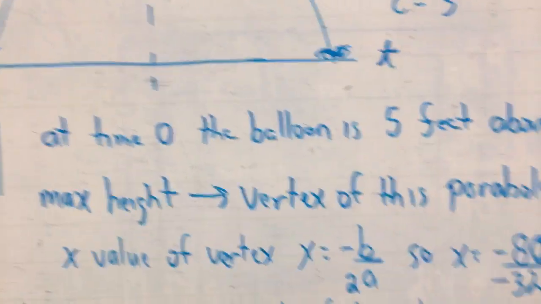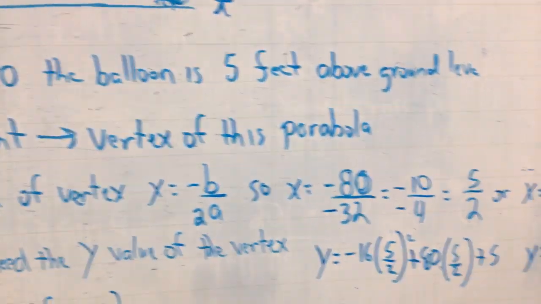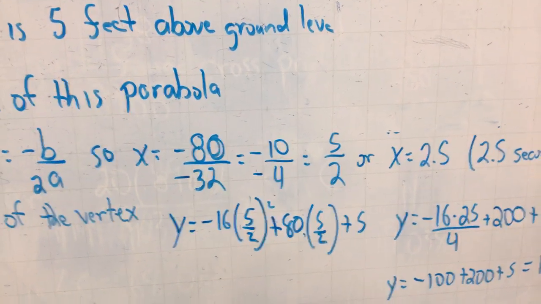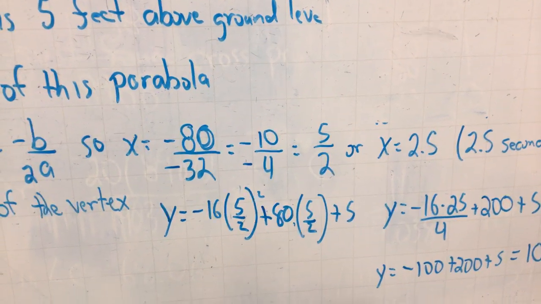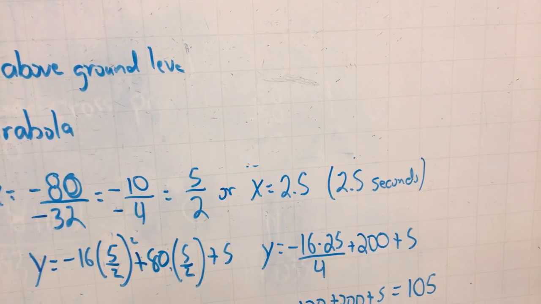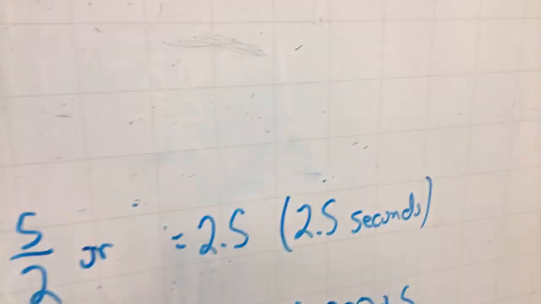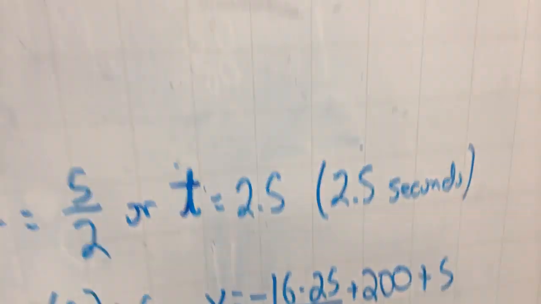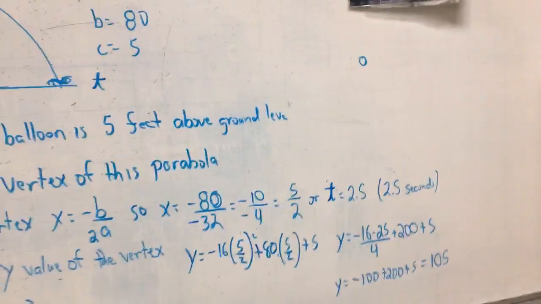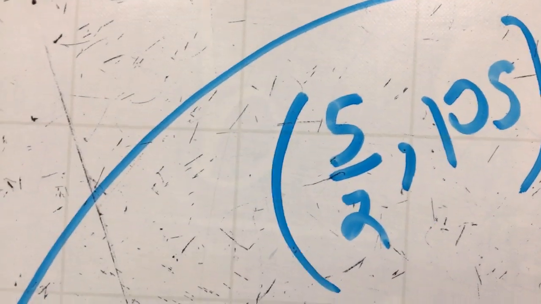How did we do that? I'm about to show you. All right, so x is equal to negative b over 2a. So negative 80 over 32 reduces to negative 10 over negative 4. Anyway, it comes down to a positive 5/2, or x is equal to 2.5 seconds. And actually, that should be a t. Let me fix that. There, t. Okay, so 2.5 seconds. That's the x-coordinate right here. That's the x-coordinate of the vertex.